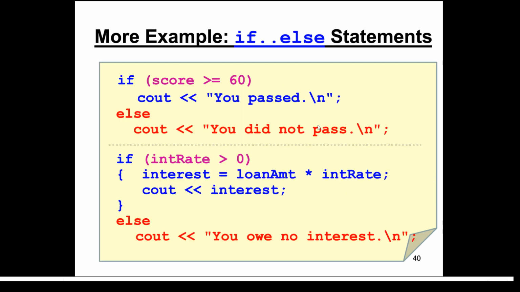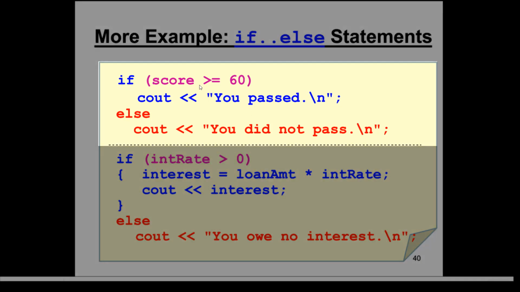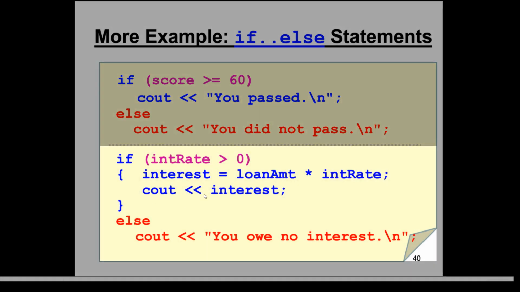So let's look at these two examples of the if-else statement. What is the condition here for the first one? Score greater than 60. You want to check the score. If score is greater than 60, we print out you pass. If this is false, meaning score is less than 60, we want to cout you did not pass. So this is one example of an if-else statement.